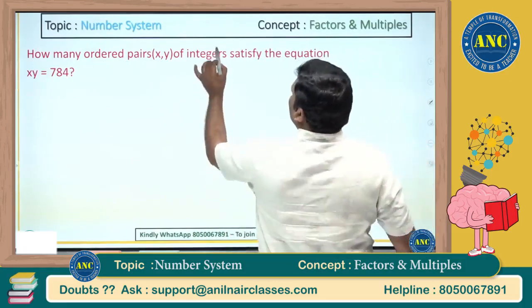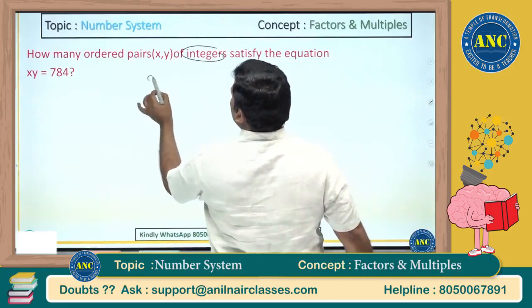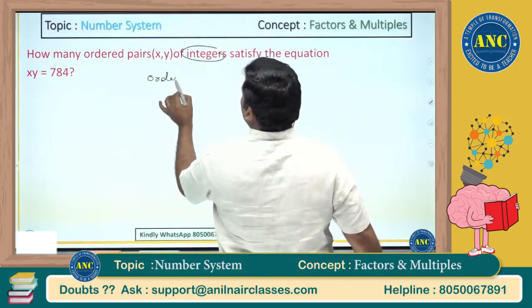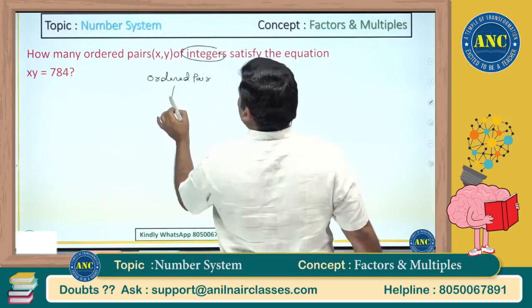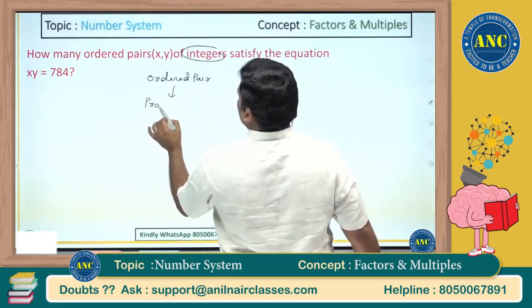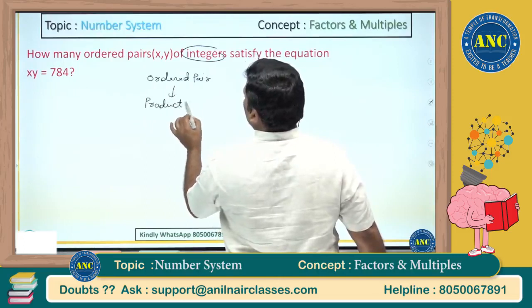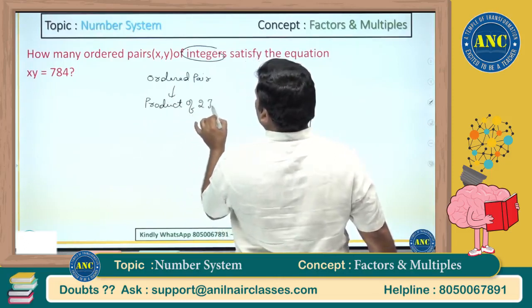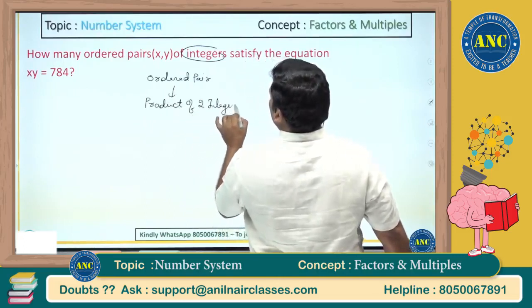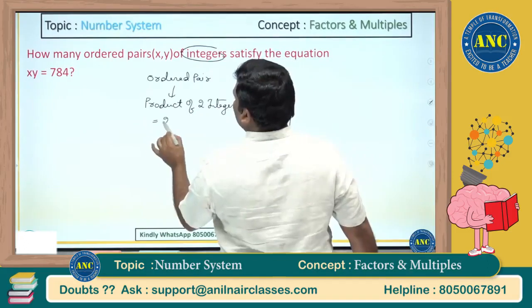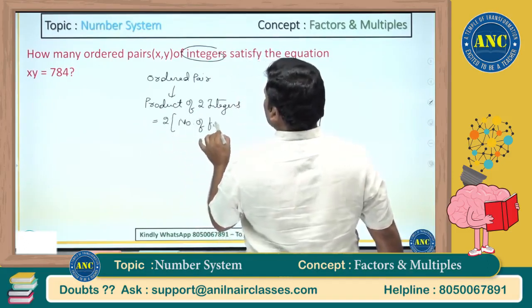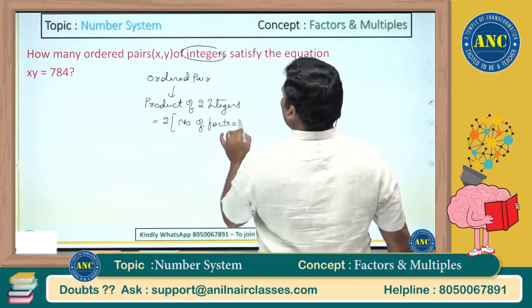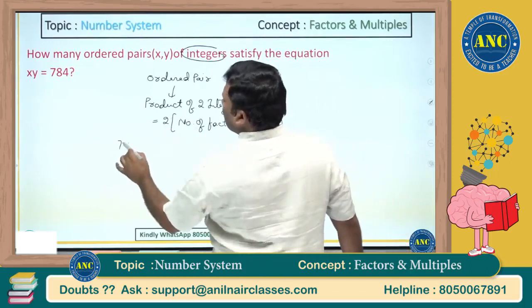It is integers. If it is integers in an ordered pair, if it is a product of two integers, as we just solved in the previous question, the answer will be 2 times the number of factors.